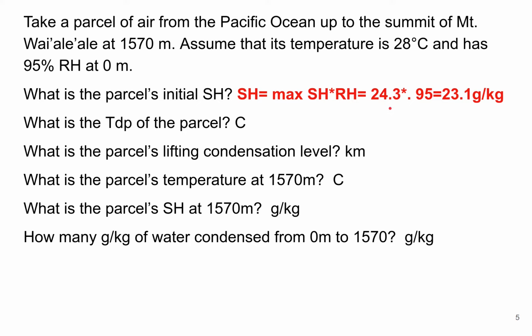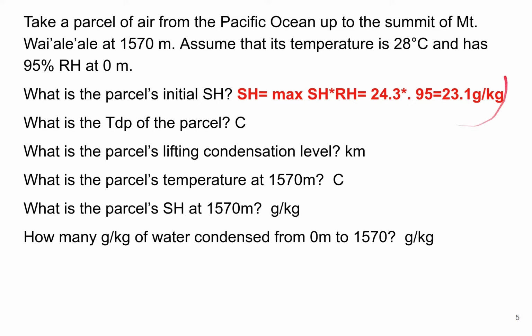I'm sorry, let me back that up. The maximum specific humidity for a parcel of air at 28 degrees off of the chart of maximum specific humidity is 24.3 grams of water vapor. 95% of that, so 0.95 times 24.3 is 23.1 grams per kilogram. So the initial specific humidity is 23.1 grams per kilogram.